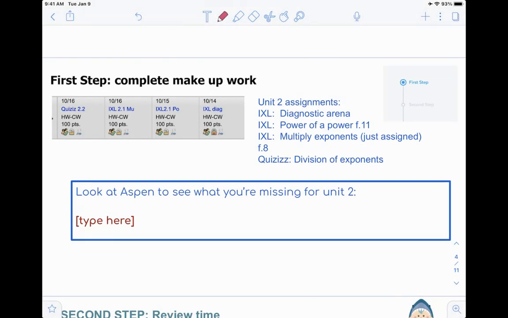So please go on to Aspen and see what you owe. Everyone is going to need to complete this one. And I want to remind you you're looking to reach a mastery level of 80% or greater, and then submit. And then you are all set, and 80% or greater means that you'll get 100% for the assignment in Aspen. So please take a moment to look up in Aspen what you owe. And again, everybody's going to complete the multiply exponents on IXL. When you are ready, please join me on step 2.